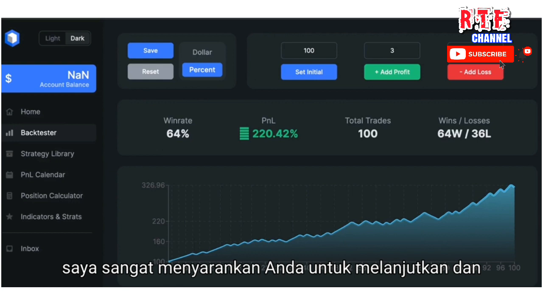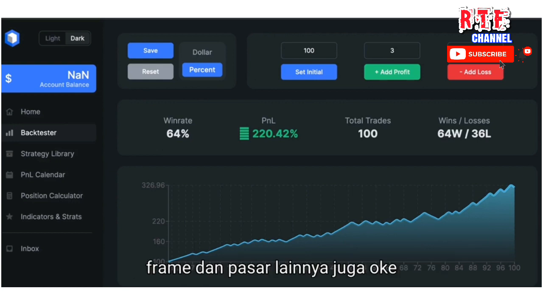So I highly suggest you go ahead and backtest this strategy on other timeframes and other markets as well.